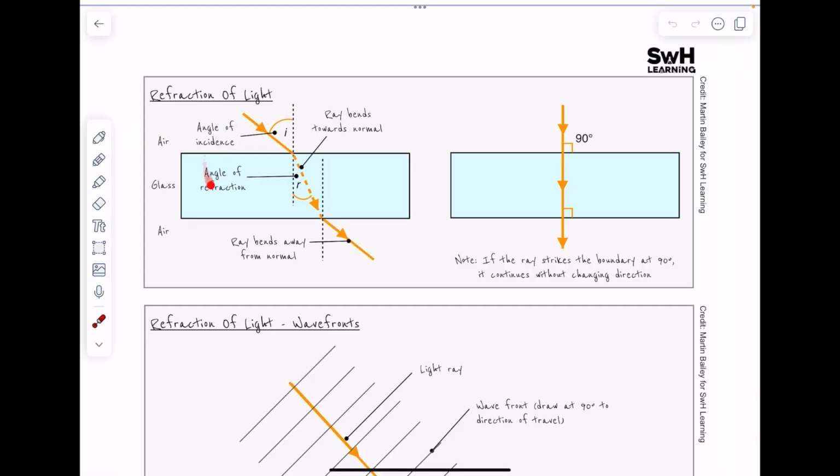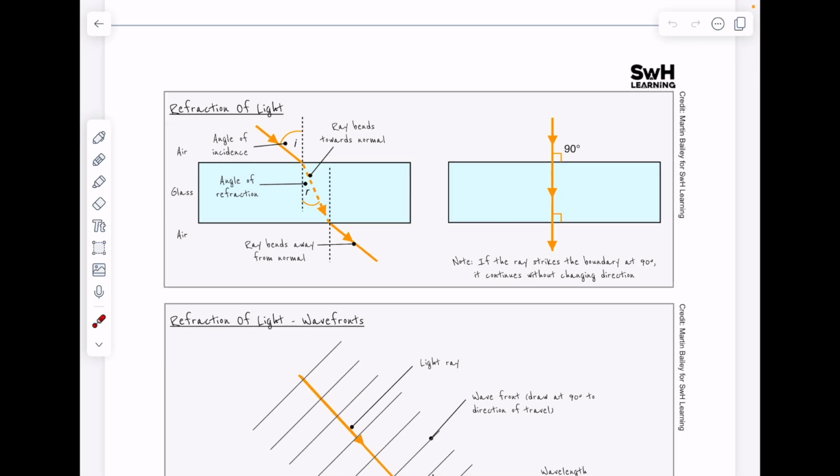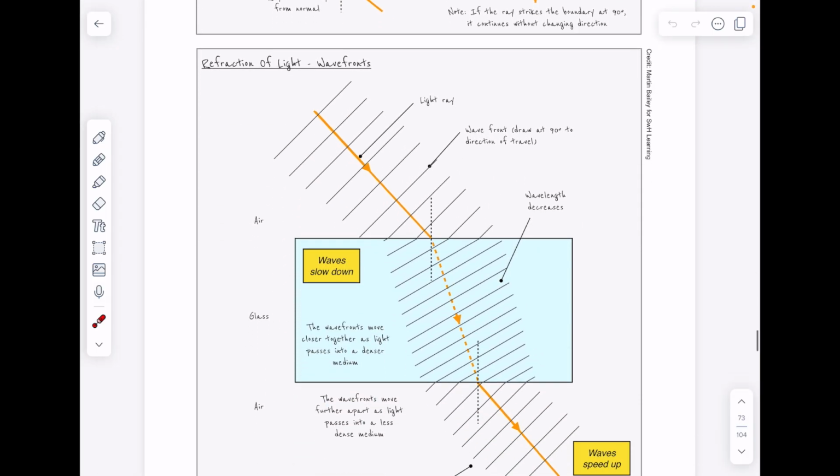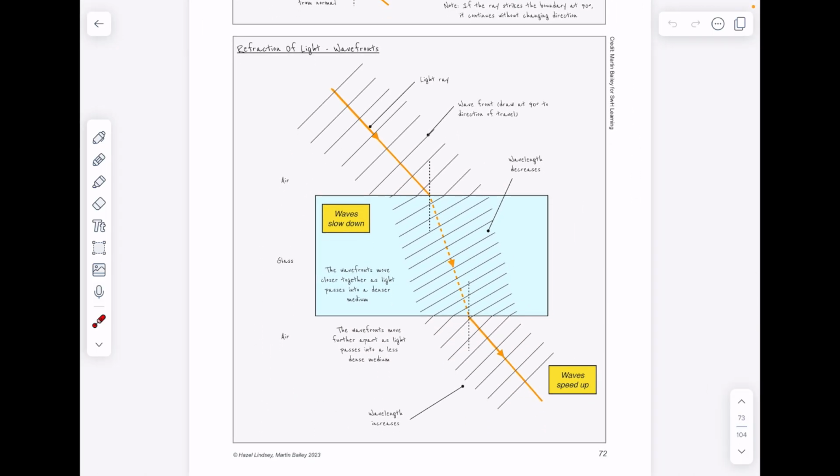From my revision guide, you can see that diagram. It's drawn more nicely than the one I've just constructed. If the ray comes in at 90 degrees, i.e. it follows the normal line, it won't be refracted. It continues straight through without changing direction. You can also see this diagram if we look at it from a wavefront point of view. So I've just shown you how to construct the orange line, but if we were to add wavefronts, this is what would be happening.